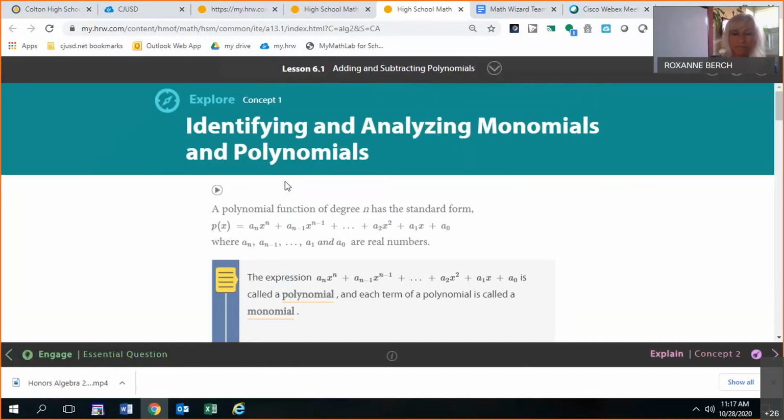Function? What does function mean? What does a function tell you about the graph? Hello? A function? Nobody can tell me anything about a function?